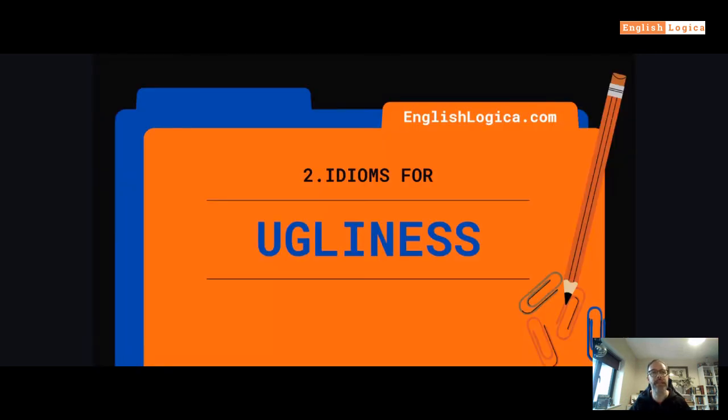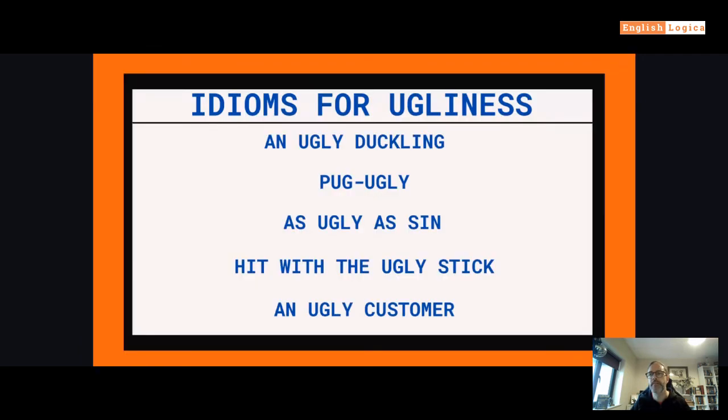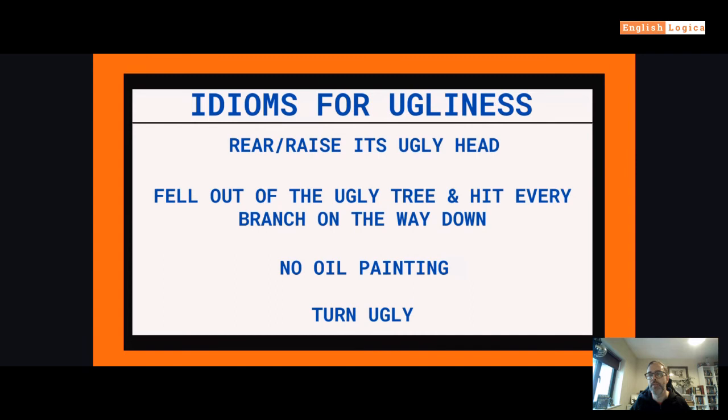Okay, so we're going to move on to our second section now, which is idioms for ugliness. Now, we have an ugly duckling, pug ugly, as ugly as sin, hit with the ugly stick, and an ugly customer. And then we have rear or raise its ugly head. And then quite a long one here. Fell out of the ugly tree and hit every branch on the way down. So you can see that these aren't very nice things to say to people. Or no oil painting and turn ugly.